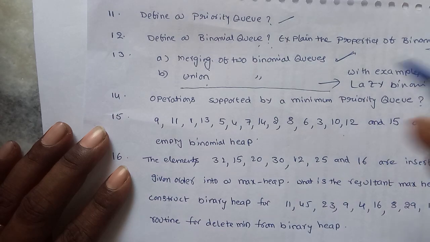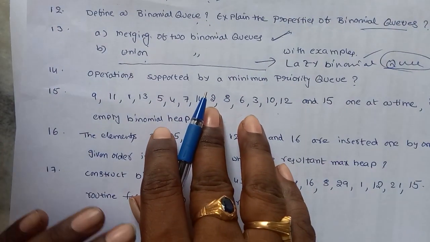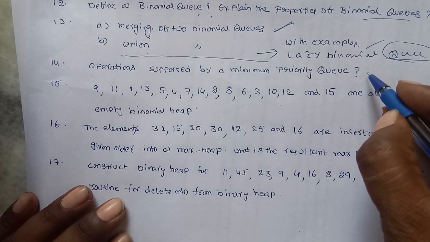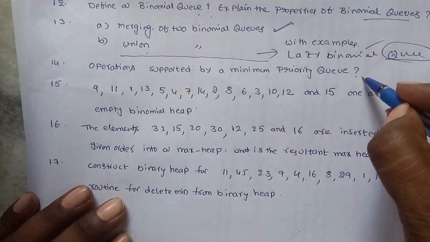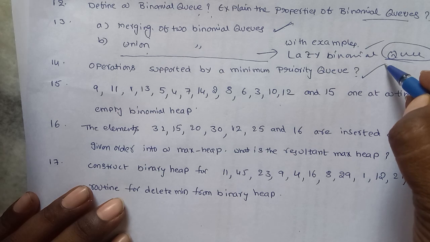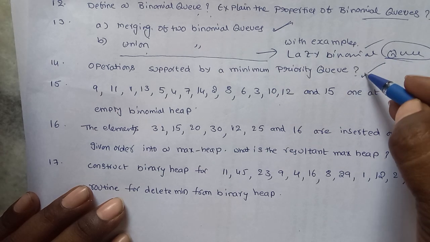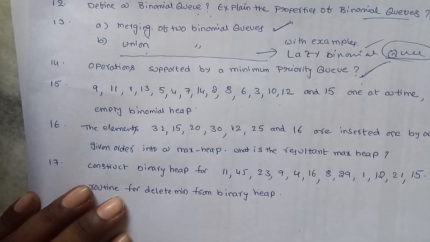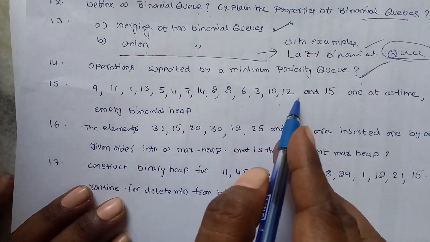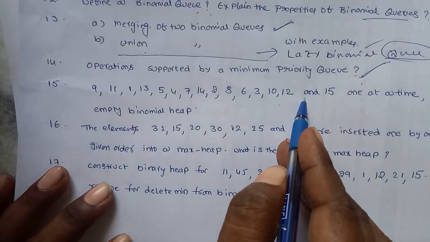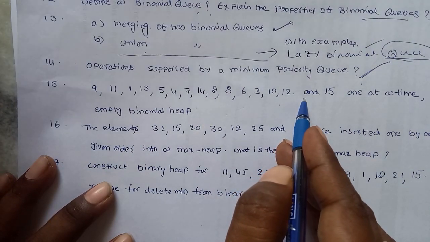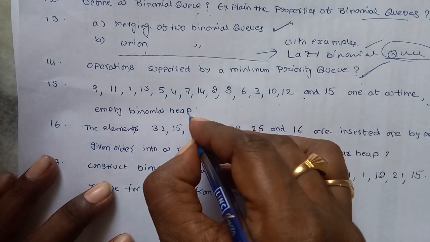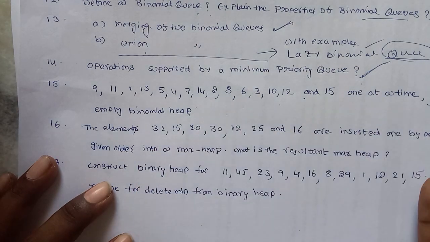The next one is operations supported by a minimum priority queue. So the minimum priority queue mainly supports two operations. One is insertion operation. Second one is delete minimum operation. Insertion and delete minimum operation. Okay, explain with one example. Next, these are the elements. Construct a binomial heap by considering one at a time into an initially empty binomial queue.